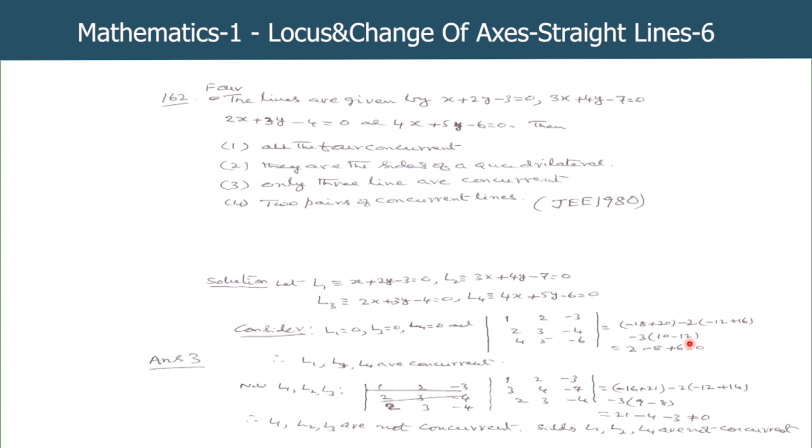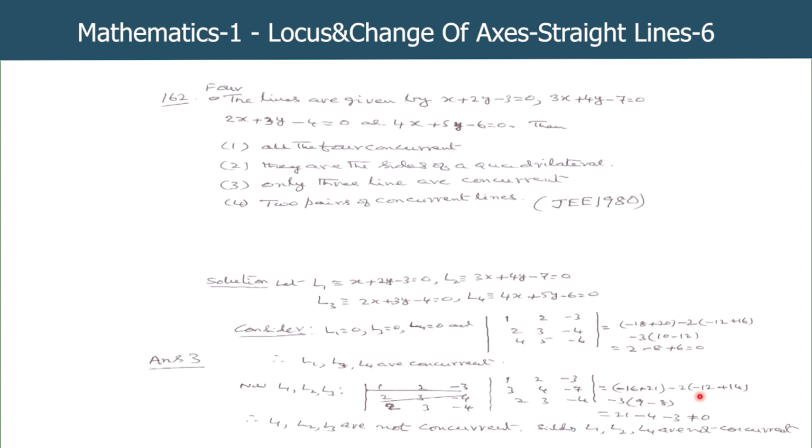Next, you consider the lines L1, L2, L3. That means the determinant with rows 1, 2, 3; 3, 4, minus 5; 2, 3, minus 4 is not equal to 0. It gives 21 minus 7, which is 14, not equal to 0. That means the lines L1, L2, L3 are not concurrent. And similarly, you can see that L1, L2, L4 are not concurrent. So only the three lines L1, L3 and L4 are concurrent, and all four lines together are not concurrent.